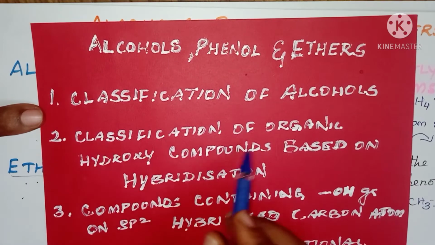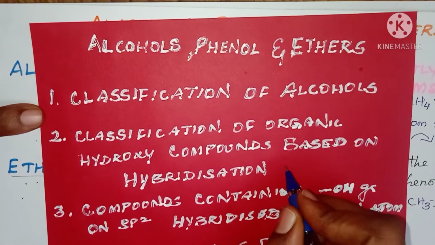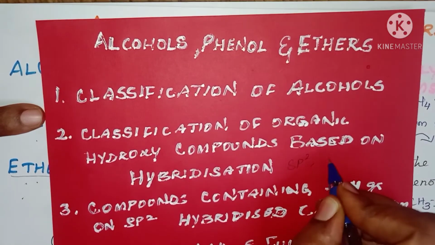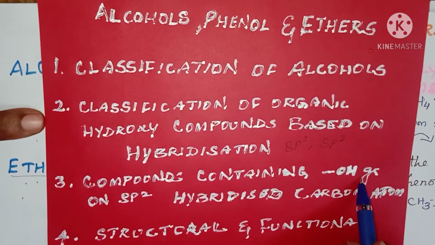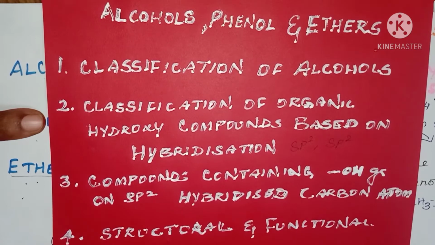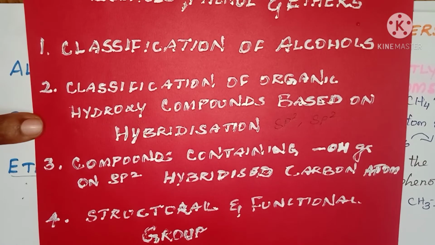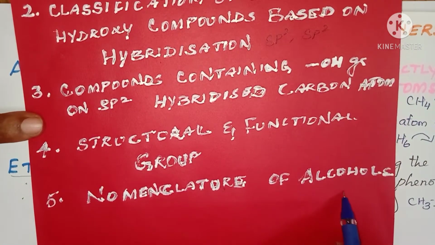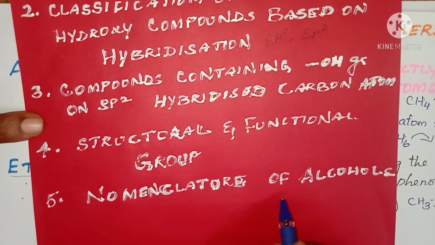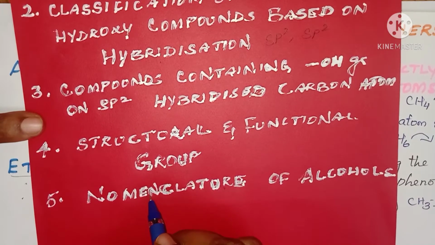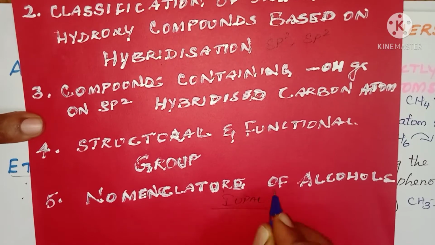Another point, classification of organic hydroxy compounds based on hybridization. So sp2 we are going to check and sp3 we are going to check. Next one, compounds containing OH group on sp2 hybridized carbon atom. The next one, structural and functional group. The last one, nomenclature, which is very important and easy to understand. In such a way, I would like to give you this point, nomenclature, IUPAC name. This we are going to check.